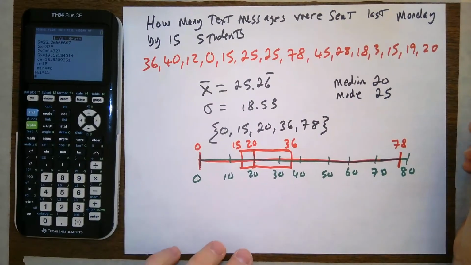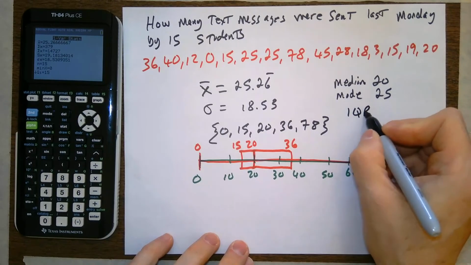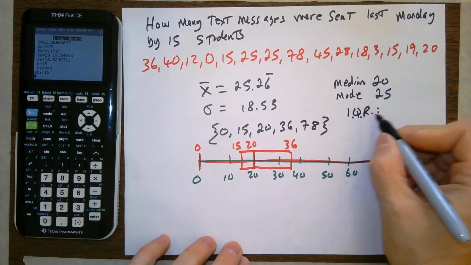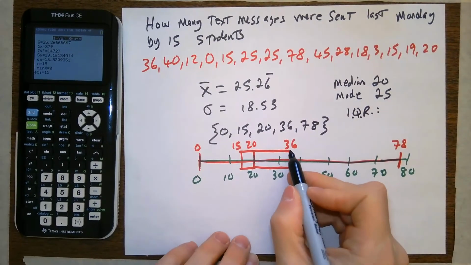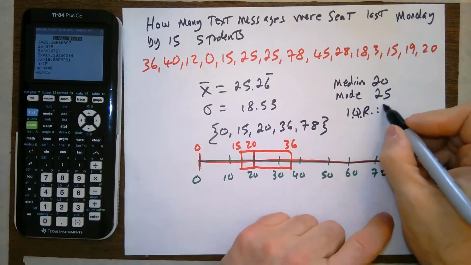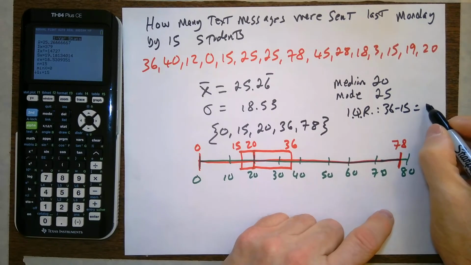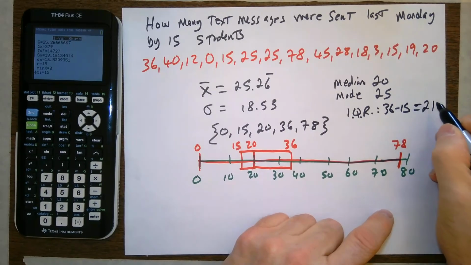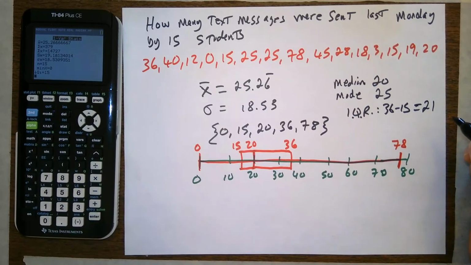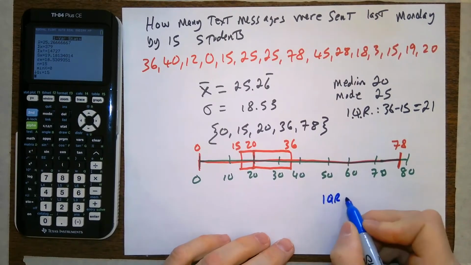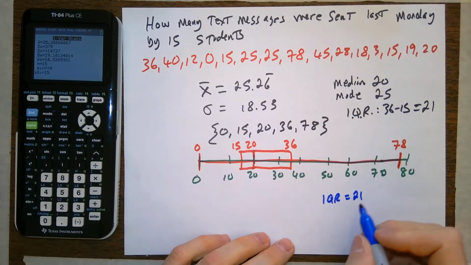What about my interquartile range, my IQR? Well, that's going to be the 36 minus 15, which is 21. So my interquartile range was 21 there. Now let's see. Do I have any outliers here? Well, this is going to be a little bit interesting. Let's take my interquartile range, which was 21.